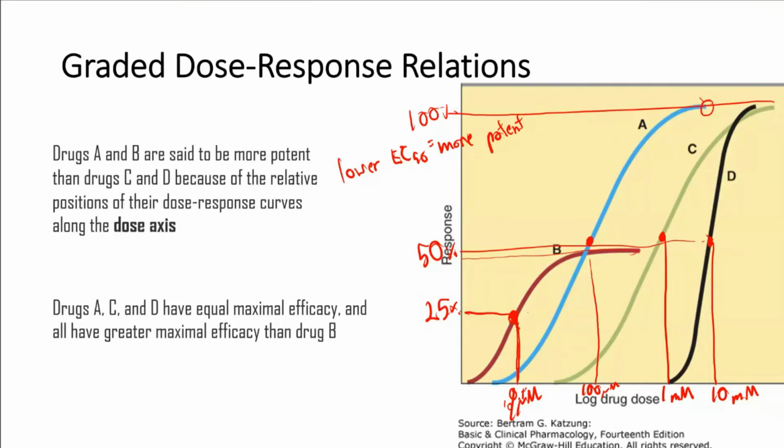So drug B would be great. It's high potency, and even if you take too much of it, the maximum response is only half of the activation of the receptors, or half of the maximum potential of the receptor activation.